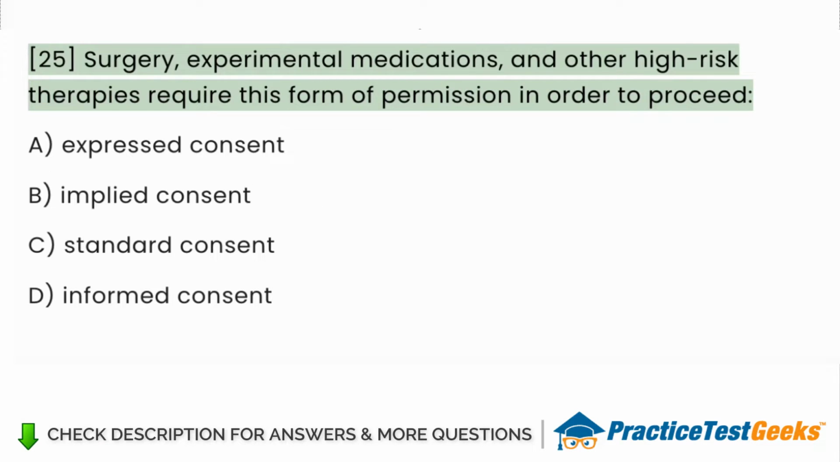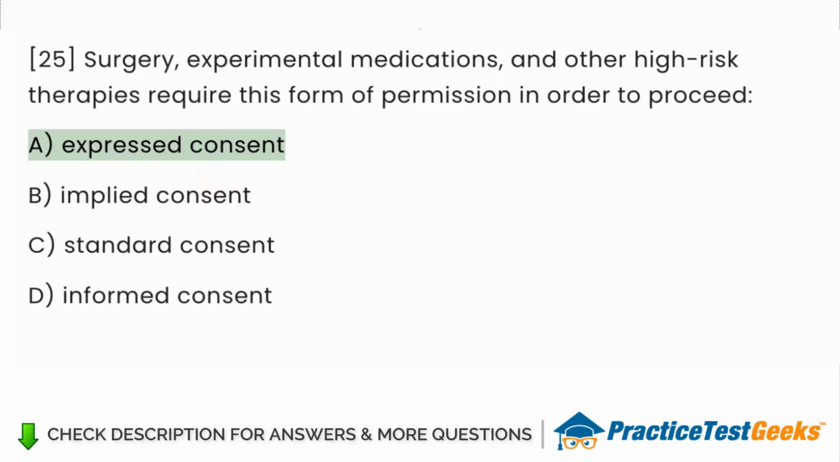Surgery, experimental medications, and other high-risk therapies require this form of permission in order to proceed. A. Expressed consent. B. Implied consent. C. Standard consent. D. Informed consent.